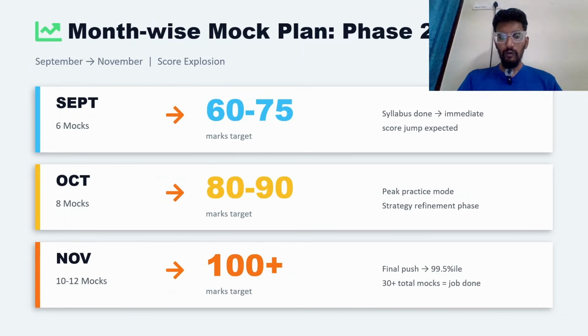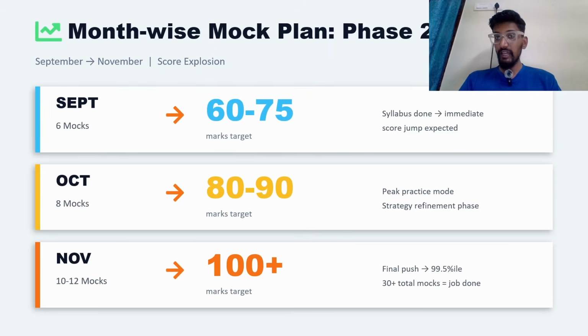Okay. Now let's discuss the exciting phase. This is where most of the score improvement is going to happen. In September, you have to write 6 mocks. The target scores should be between 60 to 75. By this time, your syllabus would definitely be completed. As soon as you complete the syllabus, your scores are going to jump.